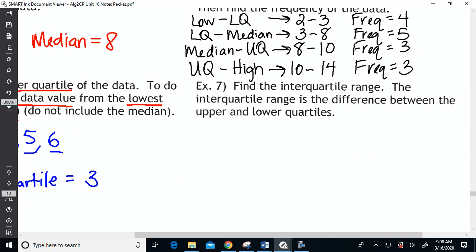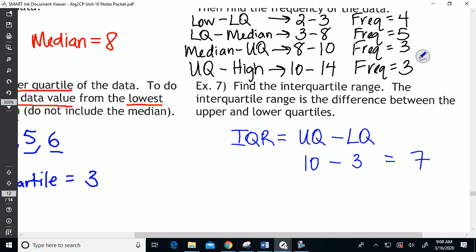Last but not least, find the interquartile range. The interquartile range is the difference between the upper and lower quartiles. Well, that's simple enough. So your interquartile range, or IQR for short, is equal to your upper quartile, which was 10, minus your lower quartile, which was 3. So 10 minus 3 is 7.